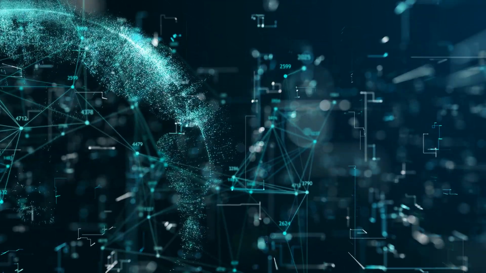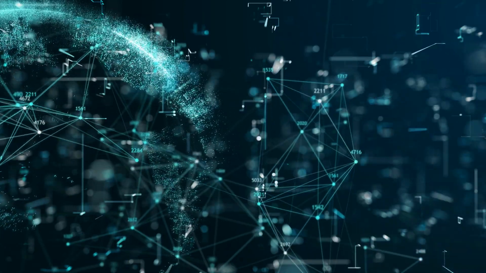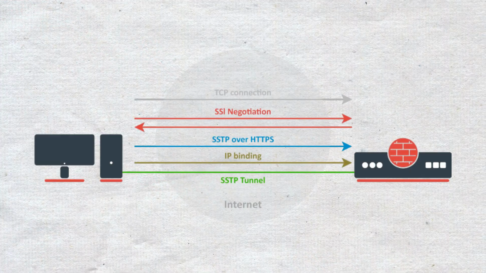SSTP, Secure Socket Tunneling Protocol, is an application layer VPN protocol that transmits traffic over TCP port 443. Since this port is typically open on most firewalls and proxy servers, SSTP can easily bypass restrictive network environments, making it ideal when other VPN protocols fail. A bonus, SSTP is natively supported on Windows systems, so no additional setup is needed there.